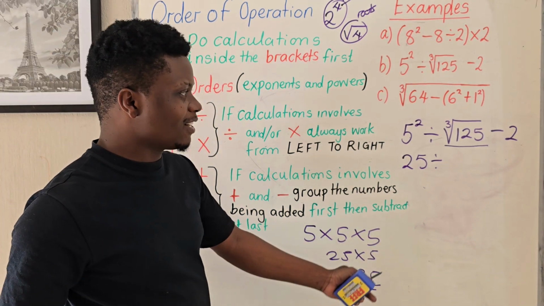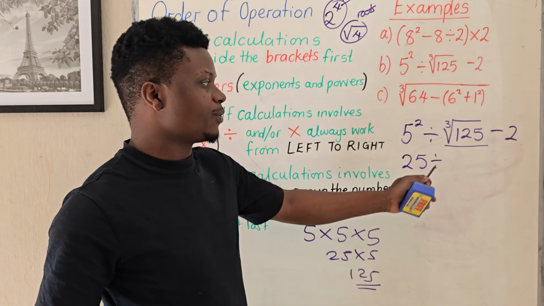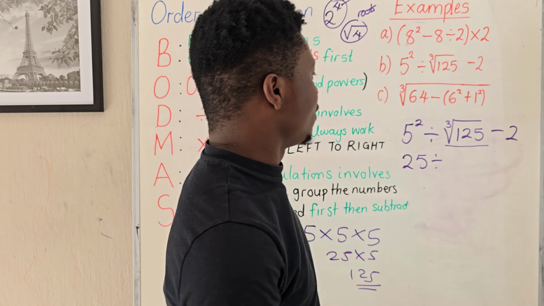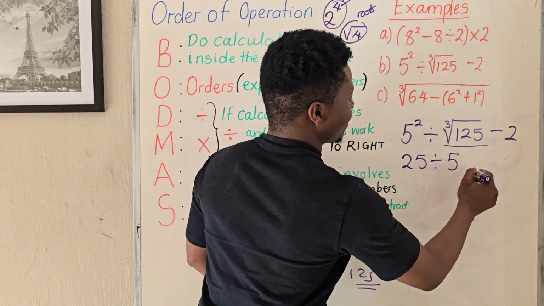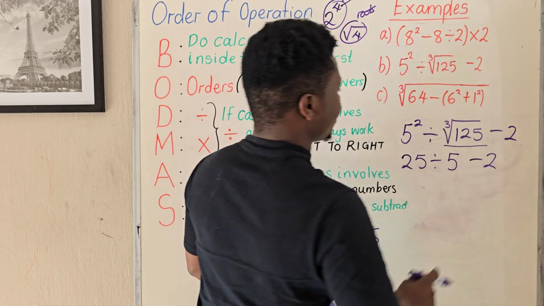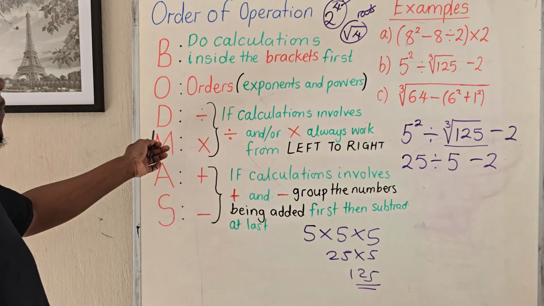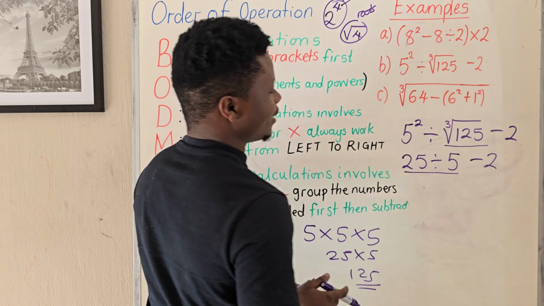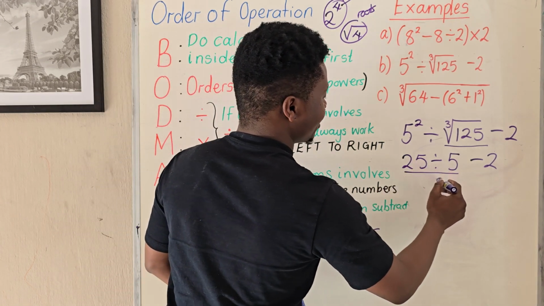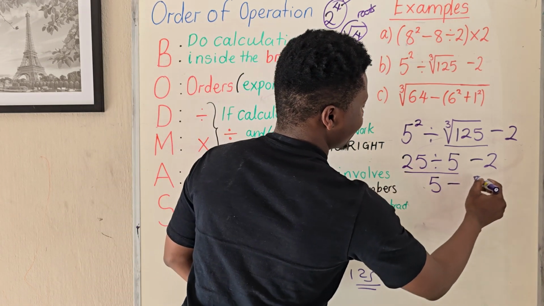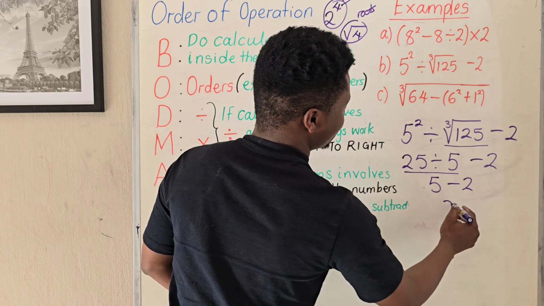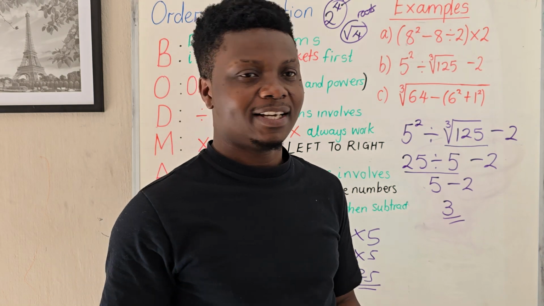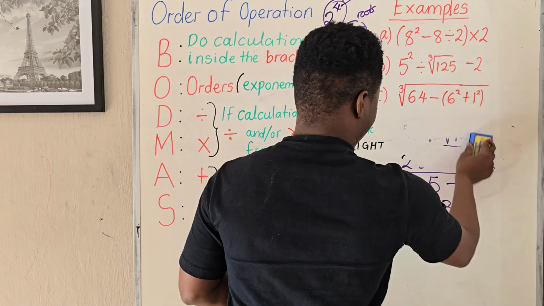So the number that gave 125, we call it the cube root, and the number that was multiplied by itself 3 times to get 125 is 5, minus 2. Then we check, do I have division? Yes, we have division. So let me divide right here. 25 divided by 5, we know it's 5. Then you rewrite your 2. 5 minus 2, that's 3, and this is our final answer. Pretty simple, isn't it? Let's try another one.